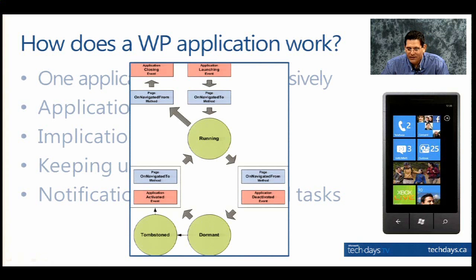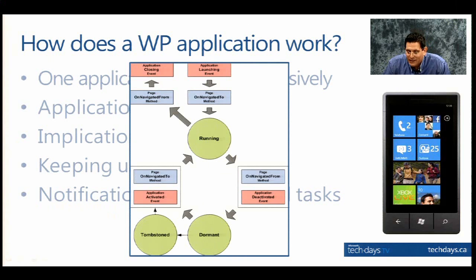Leaving the running state is done either by going into the dormant state, right here, by the deactivated event, or by shutting down the application with the closing event.